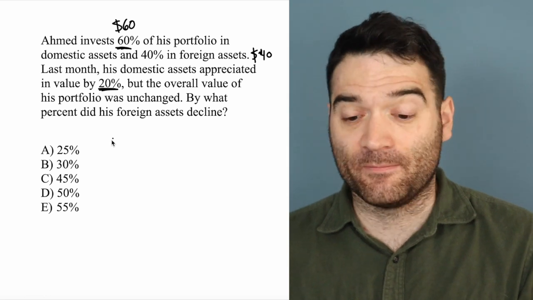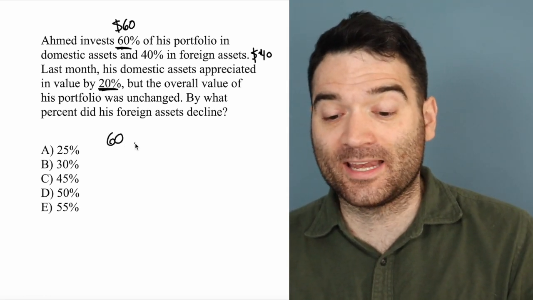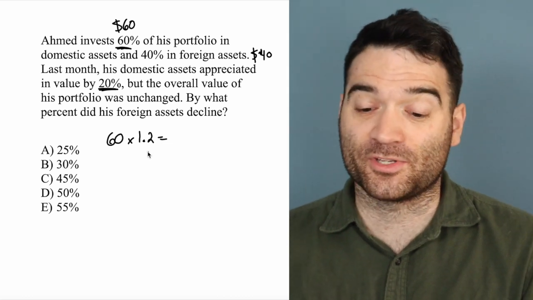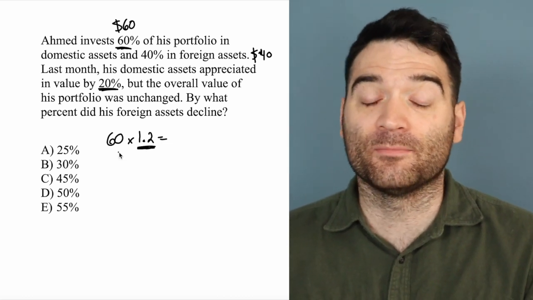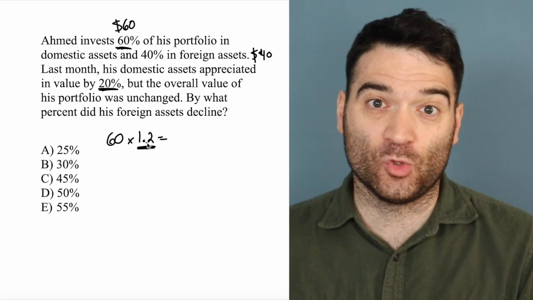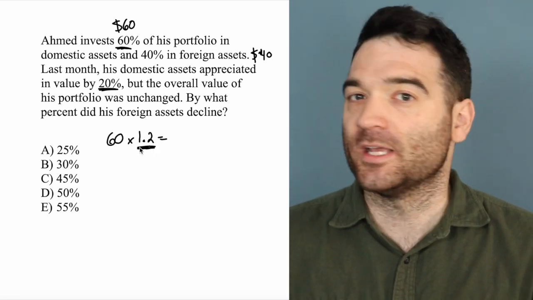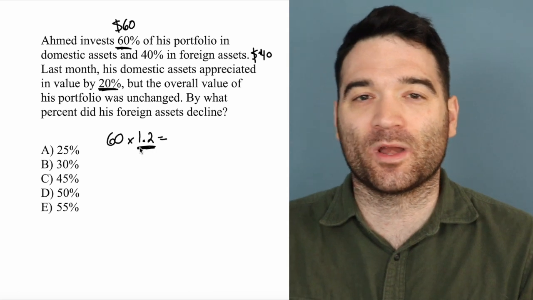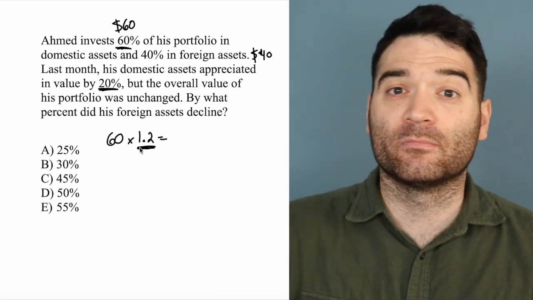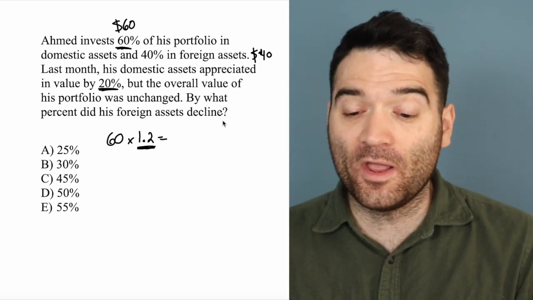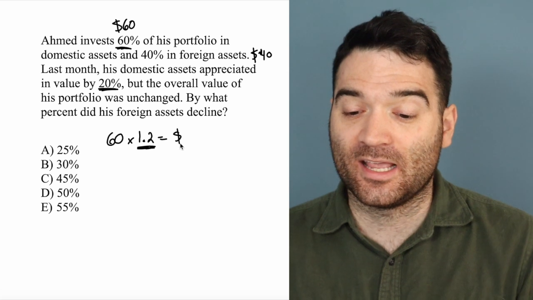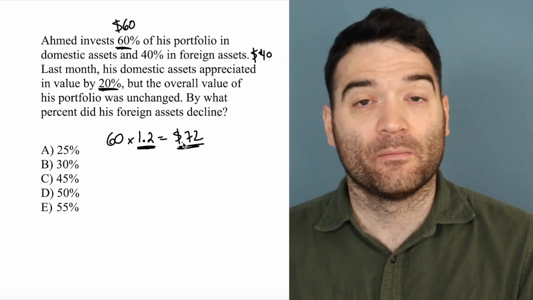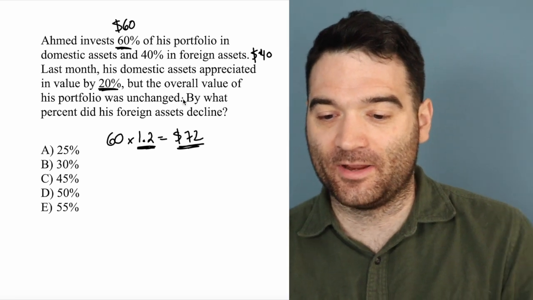So what does that mean? Well, I can calculate this in many different ways. People have their own ways of calculating percent change. My preferred way to do it is to multiply 60 by 1.2. That makes it a 20% increase. If you would prefer to do it the two-step way of saying, okay, what's 20% of 60? Add it back on, go for it. That's totally fine. However you do this, you find that the new value of the domestic assets is 72. But what did it tell us about his overall portfolio?